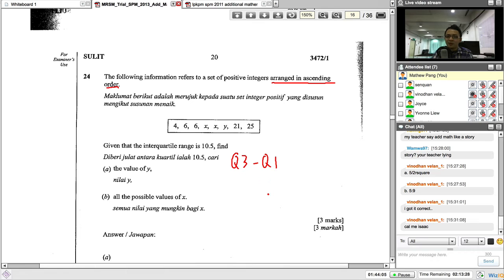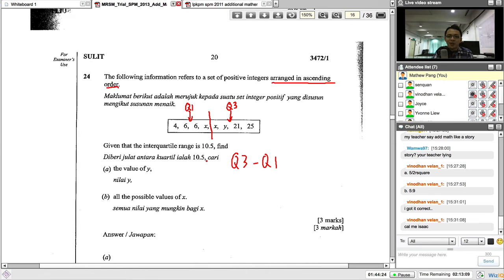Alright, we're going to find Q3. Let me see how many numbers here. 1, 2, 3, 4, 5, 6, 7, 8. Divide into 2 will be here: 1, 2, 3, 4 and 1, 2, 3, 4. And Q3 will be here, Q1 will be here.